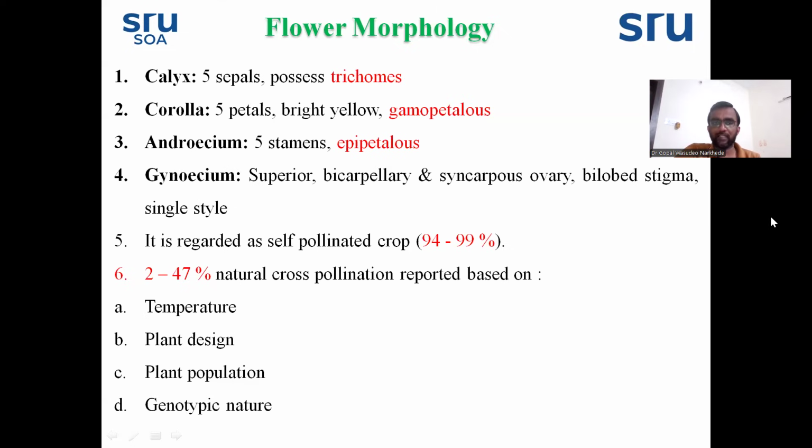So tomato is regarded as a self-pollinated crop. Almost 94 to 99% self-pollination is there, and 2 to 47% natural cross-pollination is reported, based on temperature, plant height, plant population and the genotypic nature of those particular plants.